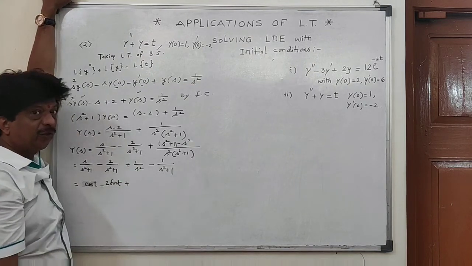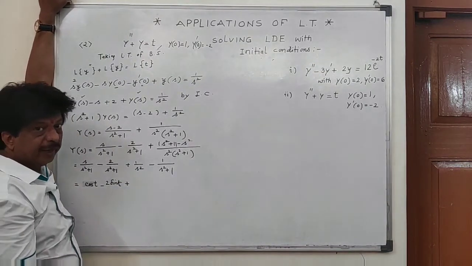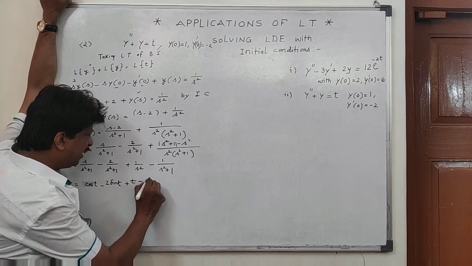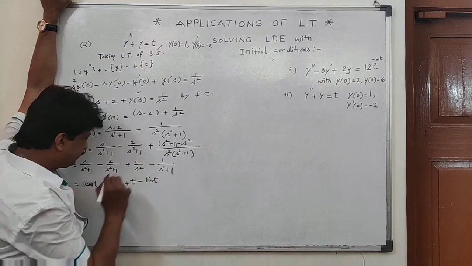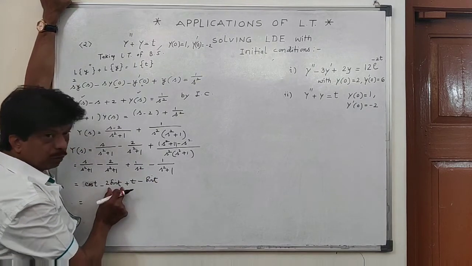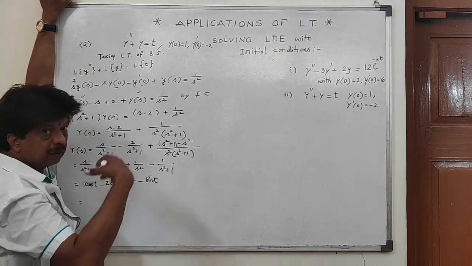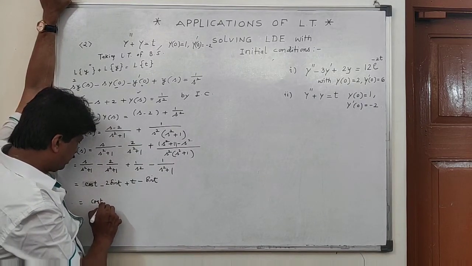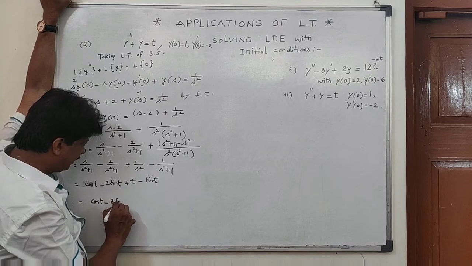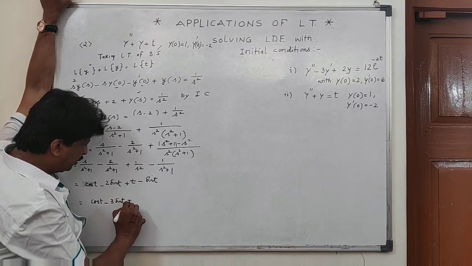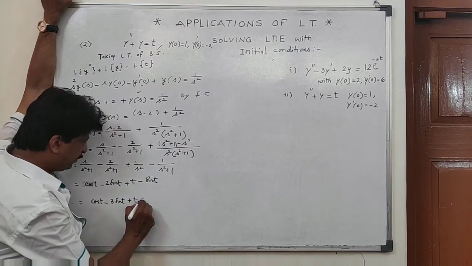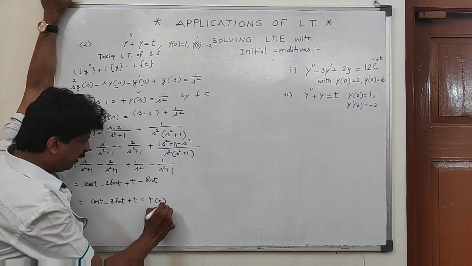plus the inverse of 1 upon s², which is t, because the inverse of 1 upon s² is t, minus again sin of t. So minus 2 sin t minus sin t is minus 3 sin t, so cos of t minus 3 sin t plus t, that is your final value of y of t.